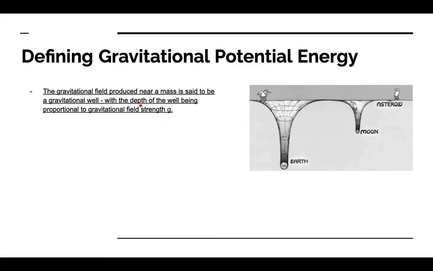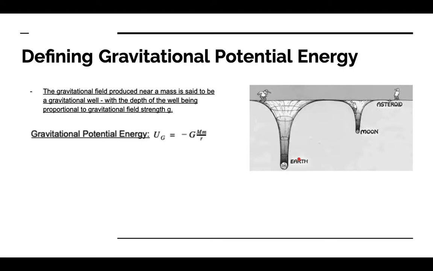Okay? So the depth of the well is proportional to the gravitational field strength g at the surface of that object. An asteroid has a tiny gravitational field at its surface, the moon has a stronger gravitational field, the Earth has a very strong gravitational field, and so on and so forth. Because we can see the gravitational well gets deeper and deeper for each subsequent object.